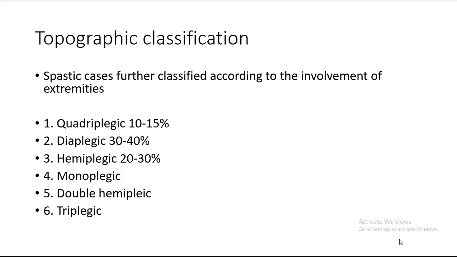Hemiplegic is when one side of the body is affected. Monoplegic, one limb is affected. Double hemiplegic is when there is involvement of the four limbs, but the upper limbs are insulted more than the lower limbs.